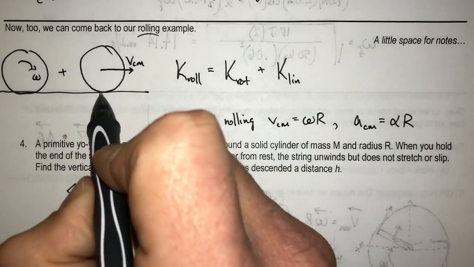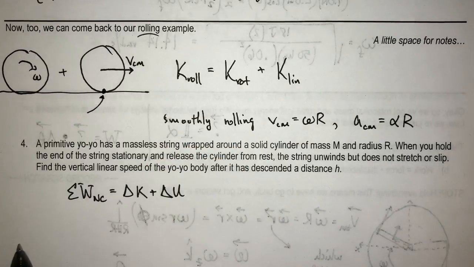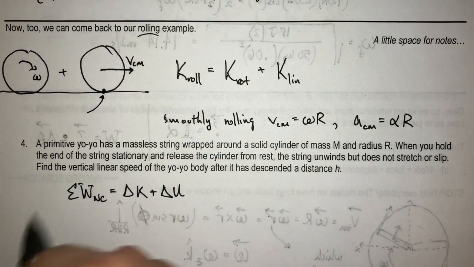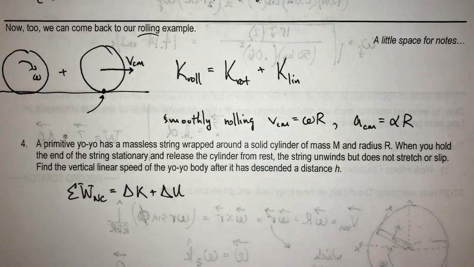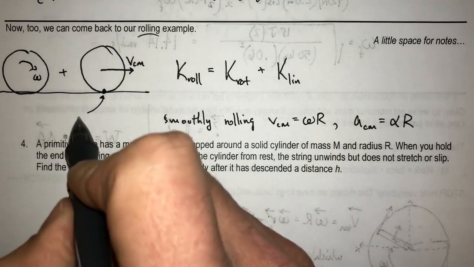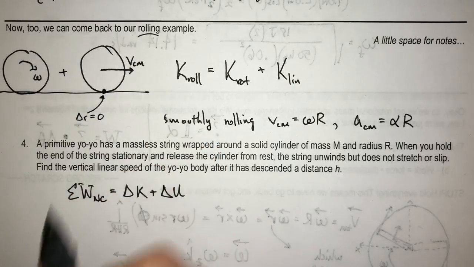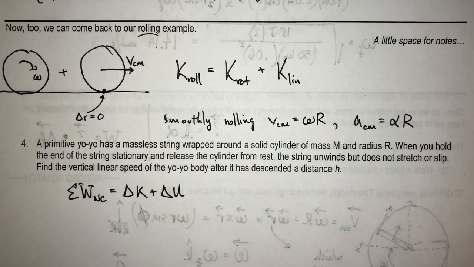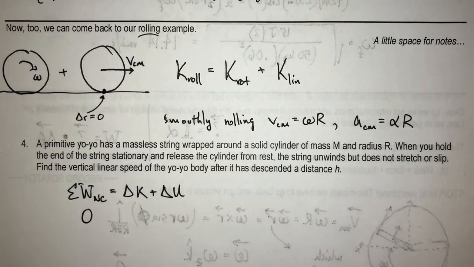But the thing is, for smooth rolling, that point of contact on the surface or against the string is instantaneously at rest, which means the friction that acts doesn't cause any displacement, which means the work done by friction is zero. At least in theory.